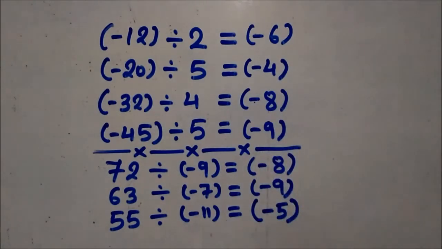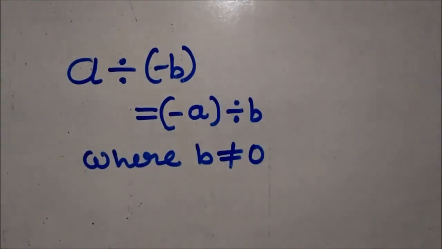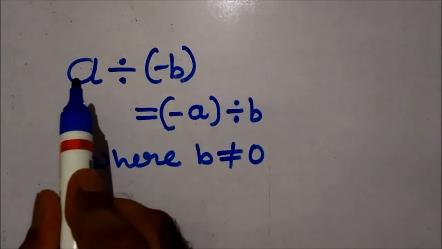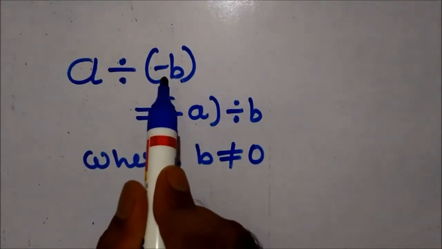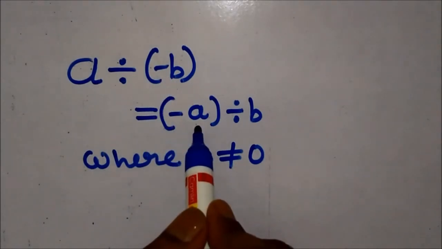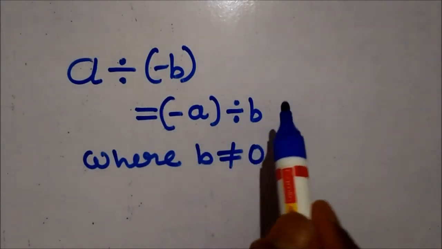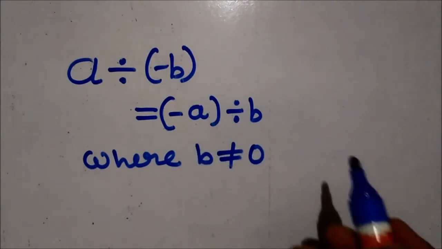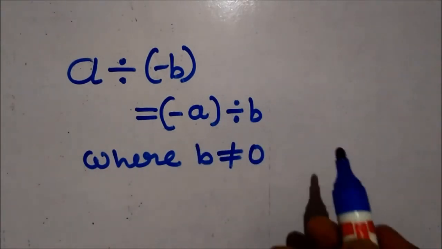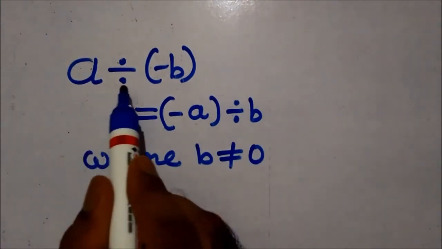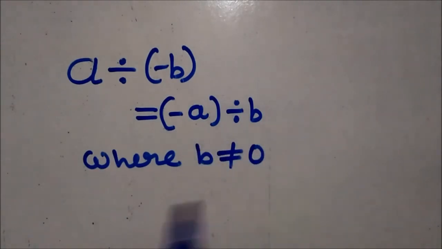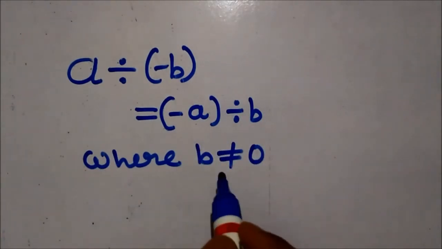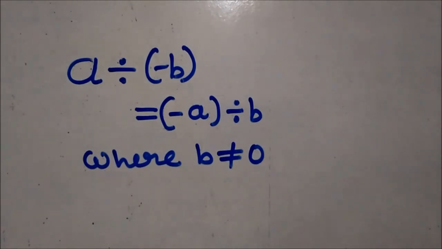So let's generalize the idea. We can say that whenever we divide any positive integer by a negative integer, or a negative integer by a positive integer, the quotient will be negative, and a divided by -b is equal to -a divided by b, where b should not be equal to 0.